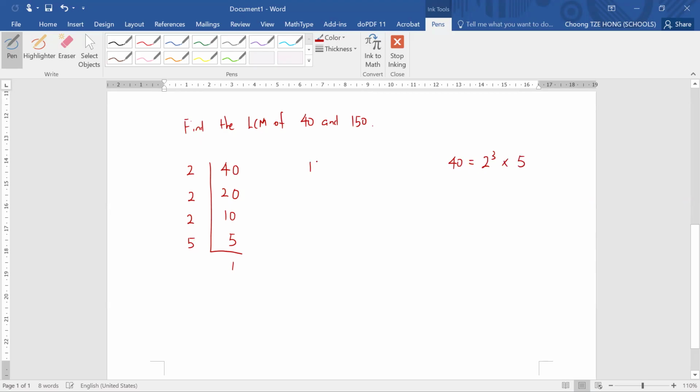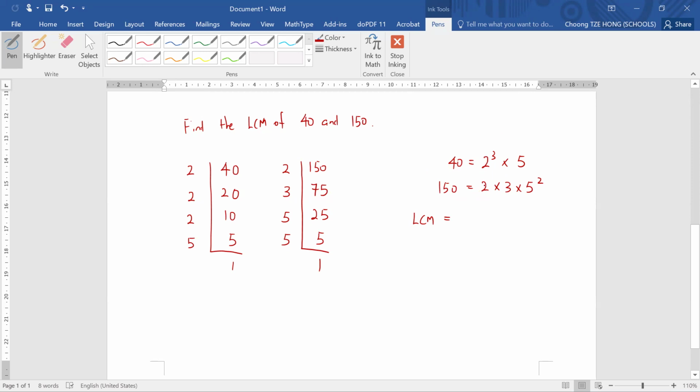For 150, let's prime factorize. Divide by 2, we get 75. 75 we can divide by 3 to get 25. Then we divide by 5 to get 5. So 150 is 2 times 3 times 5 squared. We have prime factorized the two numbers. Now we are going to find the LCM. We compare each individual prime factor and take the one with the larger power.